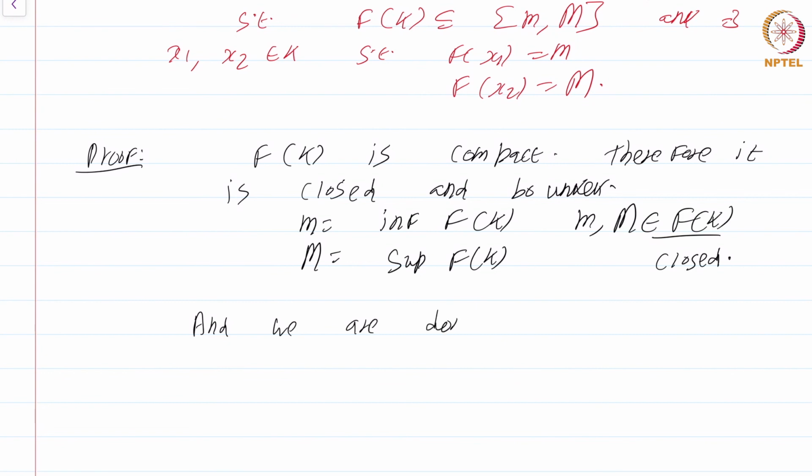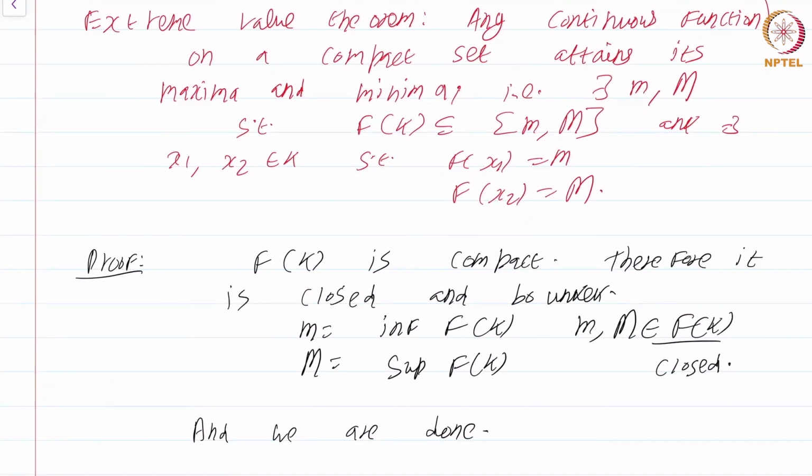We have shown that the infimum and supremum belong to f of K. Therefore, there must be elements x_1 and x_2 in the set K such that f of x_1 is small m and f of x_2 is capital M. So, the extreme value theorem can be given a direct proof without resorting to any notion of compactness. But notice that we have got a much more general statement. This statement applies not only to closed intervals, it also applies to any compact set.